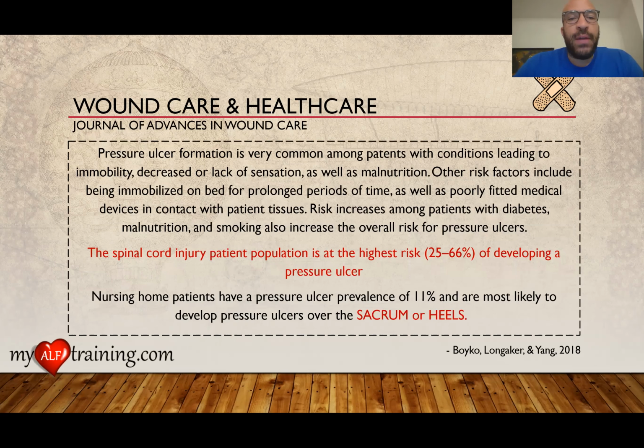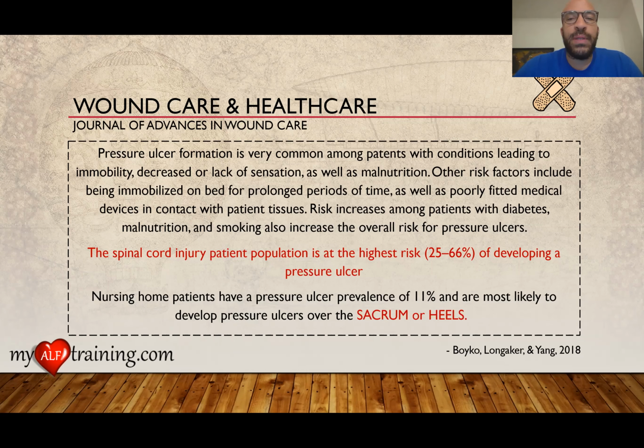Okay, so you had a moment to read through. So basically, I included this excerpt from the Journal of Advances in Wound Care. It was published in 2018. And the meat of this excerpt is, it's telling us what patient group and what areas of the patient's body seem to be most susceptible to wounds. So in red, the spinal cord injury patient population is the highest risk of developing a pressure ulcer.